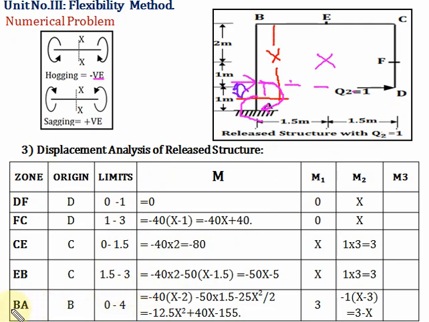Okay, so the limit we know that. For example, here I have written BA. Now for BA, what is the length? BA here it is a starting, so 0, and at A the length will be 2 plus 1 plus 1, that is 4. For EB here the length is what? 1.5, and for B the length is 3. Okay, so this was the bending moment for the real structure with Q2 equal to 1.